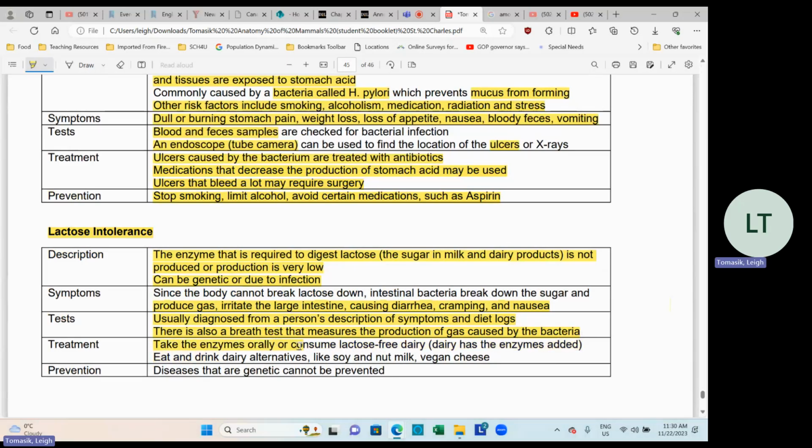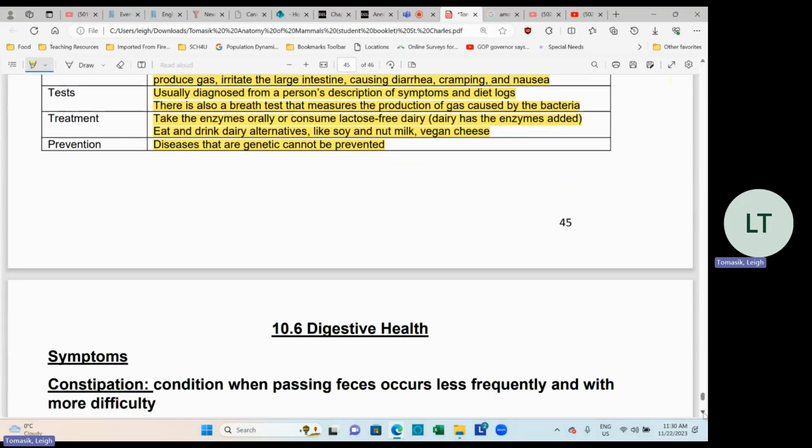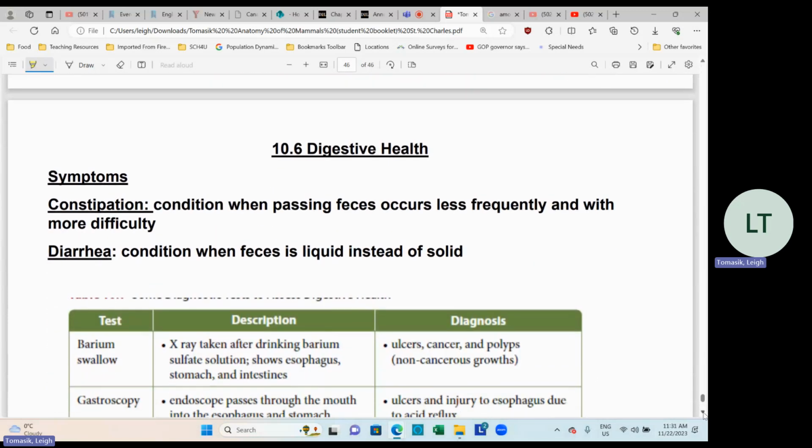For treatment, you can take the lactase, the enzyme that breaks down lactose, orally. So there's a pill. You can take a pill of lactase, or you can consume lactose-free dairy. This dairy has the enzymes already added, and the lactose has already been broken down by those enzymes. Or you could eat and drink dairy alternatives like soy and nut milk and vegan cheese. If your lactose intolerance is genetic, you cannot prevent it. Okay. So those are four of the digestive system disorders.